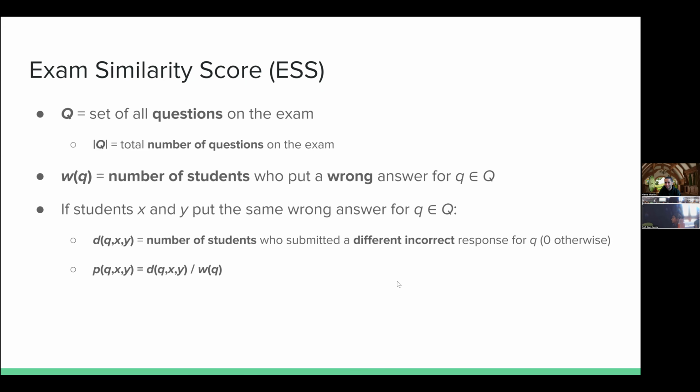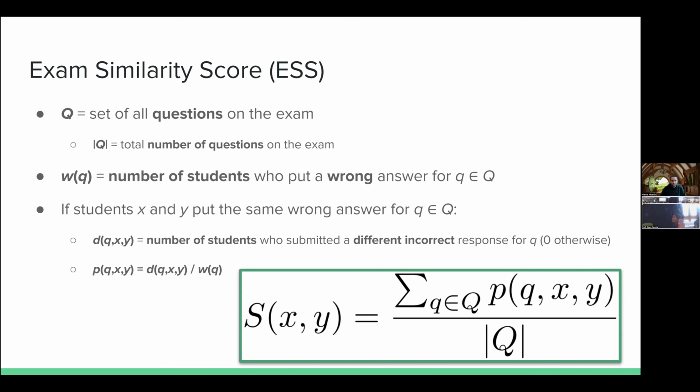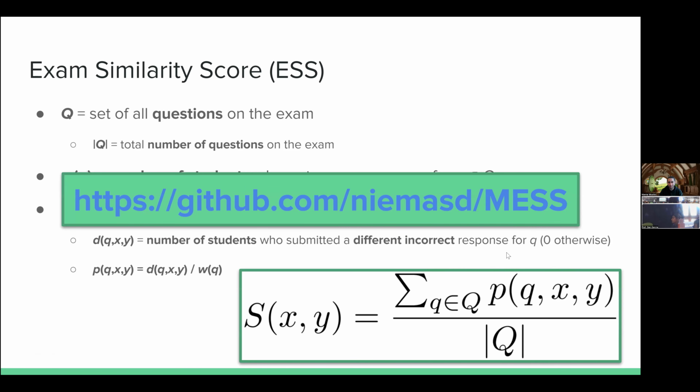Okay, any questions so far? I know mathy stuff gets messy quickly. The similarity score that I define is just summing up this value P of q, x, y for every single question on the exam. To have it be comparable across exams, I normalize by the number of questions. In other words, I'm taking the average: sum it up and divide by the number of questions on the exam. If you want, I have an open source implementation of this. I'll talk about that a little later, but you don't have to do this yourself. It's already implemented in Python.